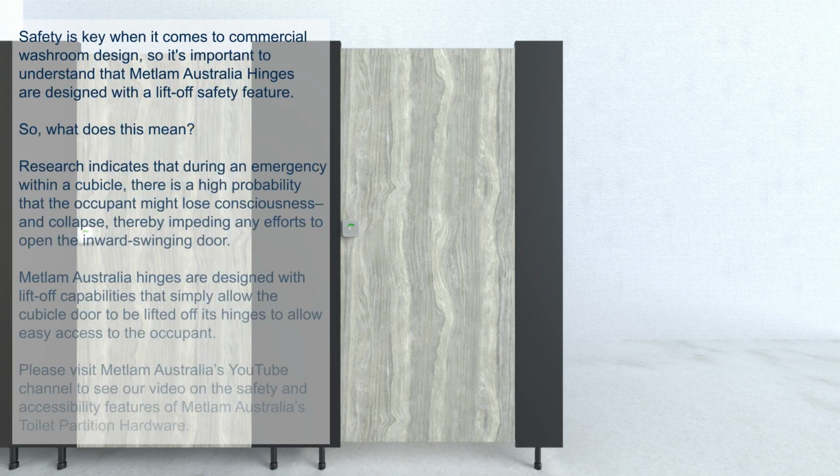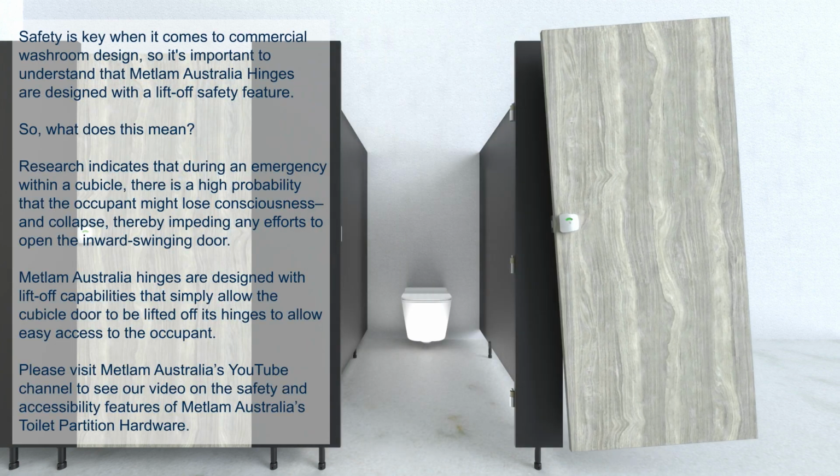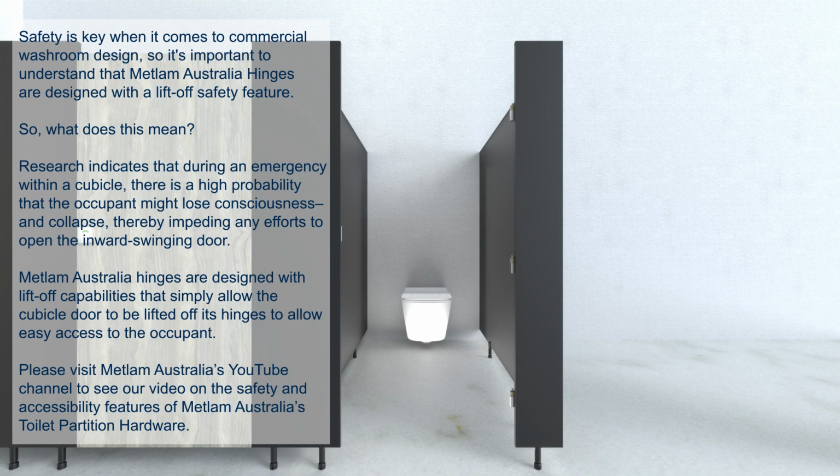Safety is key when it comes to commercial washroom design, so it's important to understand that Metlam Australia hinges are designed with a lift-off safety feature. So what does this mean? Research indicates that during an emergency within a cubicle, there's a high probability that the occupant might lose consciousness and collapse, thereby impeding any efforts to open the inward swinging door. Metlam Australia hinges are designed with lift-off capabilities that simply allow the cubicle door to be lifted off its hinges to allow easy access to the occupant.